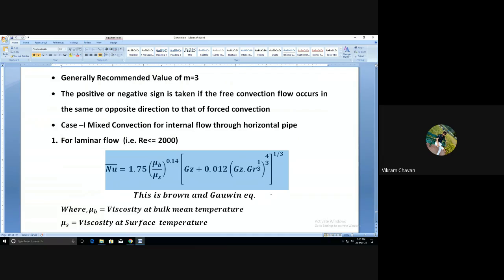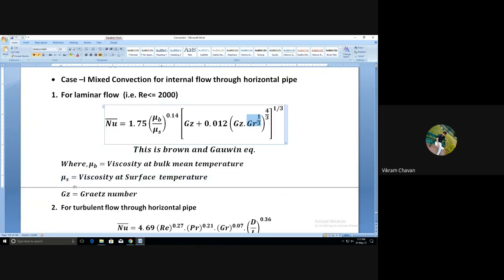Here mu_b represents the dynamic viscosity at the bulk mean temperature, and mu_s represents the dynamic viscosity at the surface temperature. Gz is nothing but the Graetz number, and Gr is nothing but the Grashof number. So mu_s is the viscosity at the surface temperature, and mu_b is the viscosity at the bulk mean temperature.